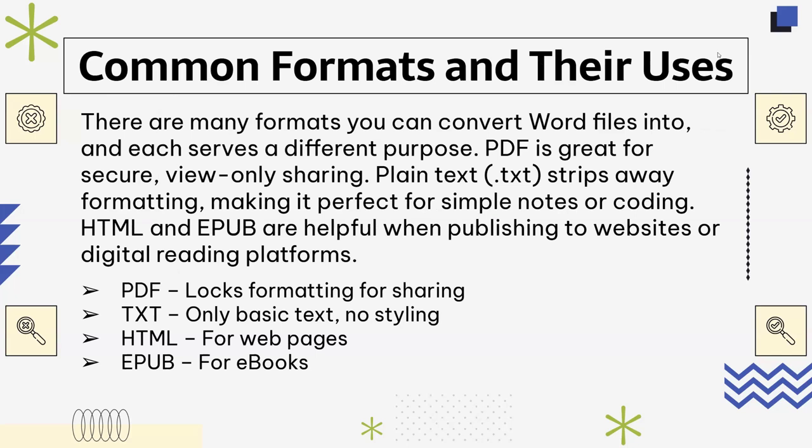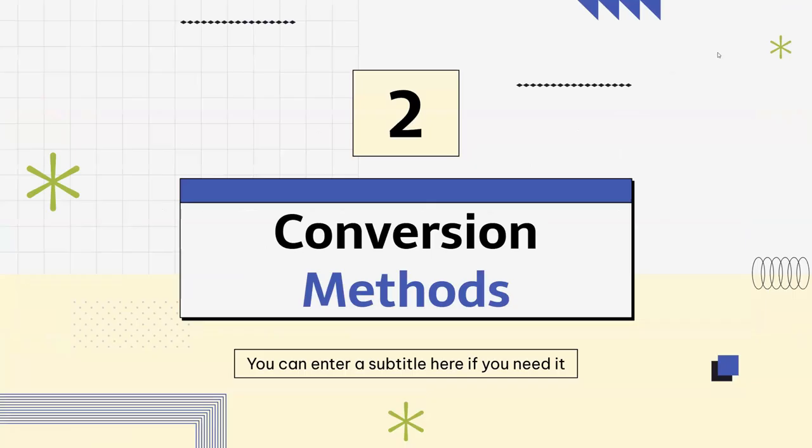So here are some common formats and their uses. Again, we'll talk about some of these later. There are many different formats that you can convert Word files into, and each serves a different purpose. PDF is great for secure viewing or sharing only. Plain text files or TXT files strip away all the formatting, all the images, everything else. So it's just like a text doc. HTML and EPUB are helpful when publishing. HTML is for websites, and EPUB is for ebooks. So these are just a list of different file formats.